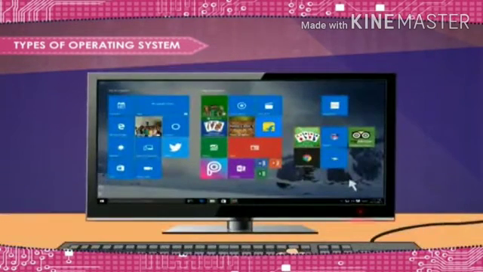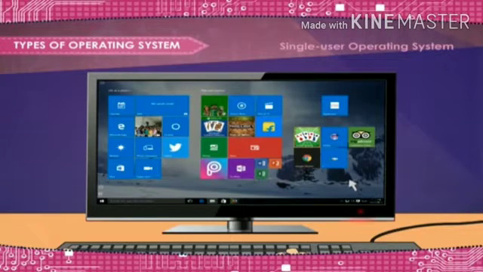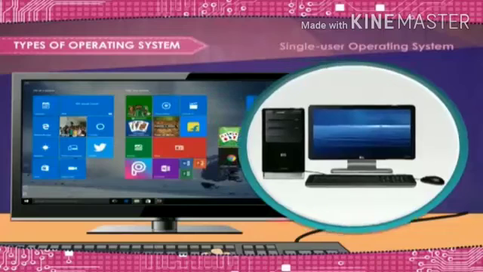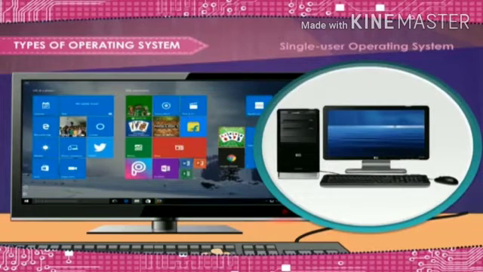Types of operating system. There exist several types of operating systems. Single user operating system. Single user operating system is a type of operating system, OS, that is developed and intended for use on a computer or similar machine that will only have a single user at any given time. This is the most common type of OS used on a home computer as well as on computers in offices and other work environments.